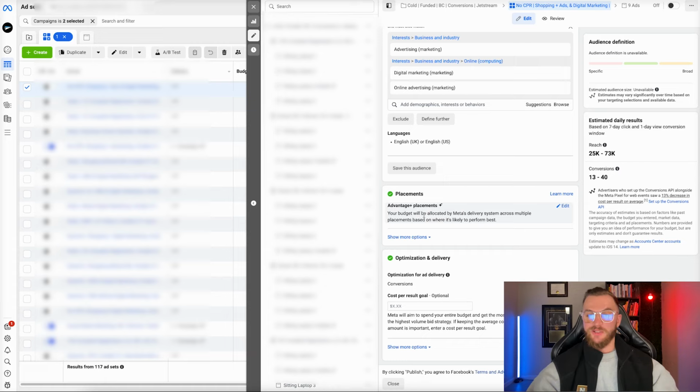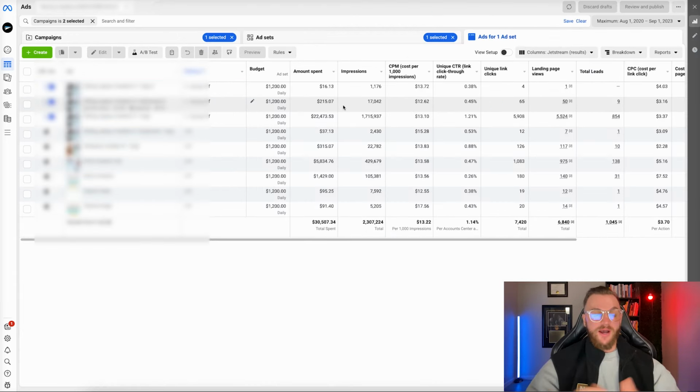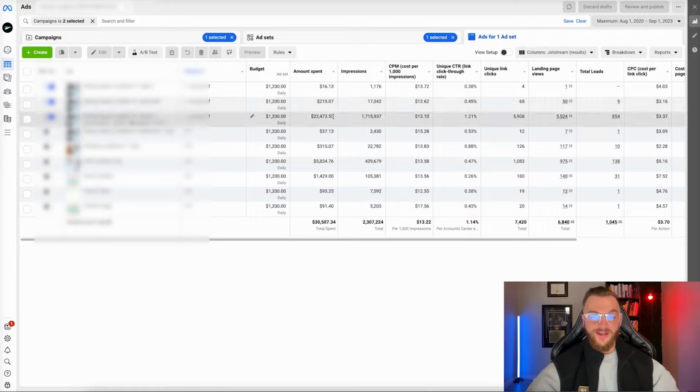Our audience placements, we had Advantage Plus, so all placements, and then we were optimizing for conversions. So if we go down to the ad level, as you can see, we have 10 different ads here, and really only 3 were on. And of these 3 that were on, really only 1 got the majority of the spend. And so this is the strategy that we deploy at a high level, right?